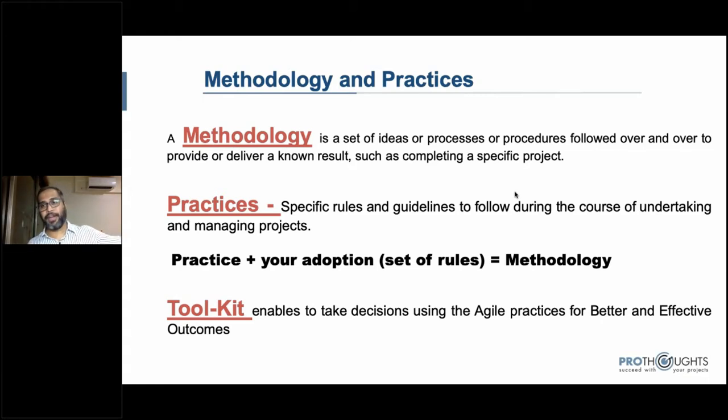So I'm just getting the basics right. The Agile Manifesto talks about principles and values. It doesn't talk about methodologies. A methodology uses that, and it is a combination of your tailoring and the practice, and the toolkit helps you take decisions. I will come to that when we go ahead, right?